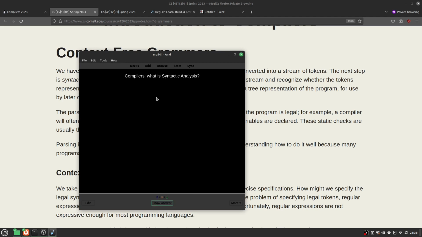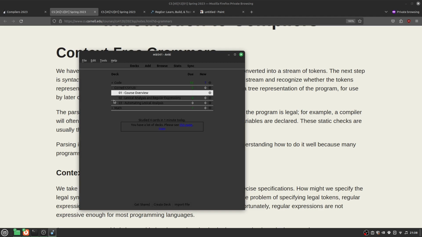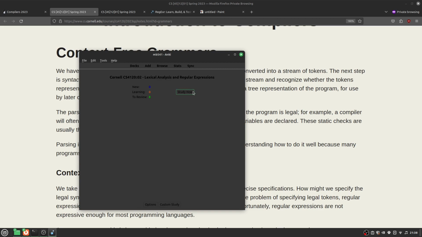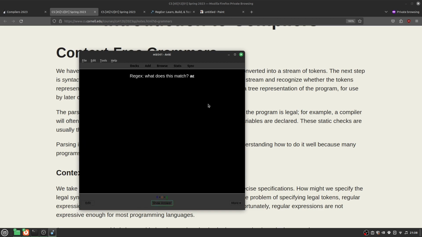Yep, good. What is syntactic analysis? This is what we're going to be studying today. It's the second step in compiling. It's where you take a stream of tokens from the lexical analysis phase and you convert that into an abstract syntax tree that literally represents the syntax of the language. Good.